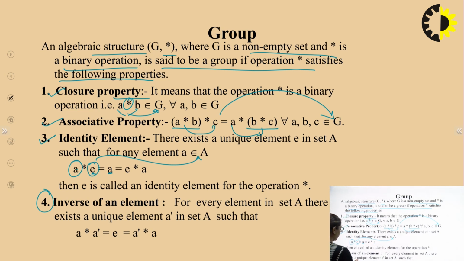Inverse: if there exists some element which, when operated with the other element, gives the identity element, right? And this element also belongs to set A. If any algebraic structure satisfies all four properties, then it is a group.